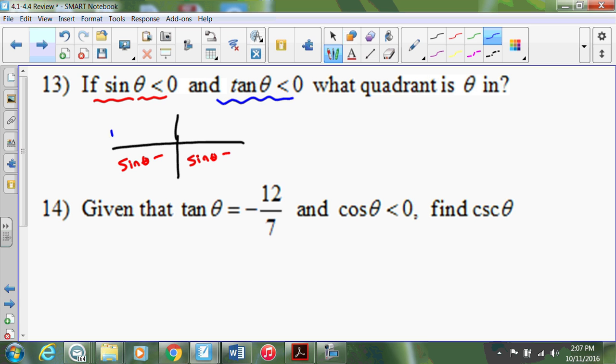So tan theta is going to be negative in the 2nd quadrant, where sine is positive but cosine is negative, and tan is also going to be negative in the 4th quadrant because cosine is positive but sine is negative. So it says if sine is negative and tan is negative, what quadrant is theta in? Well, the only quadrant where both of those things happen is the fourth quadrant, which is your answer, the fourth quadrant.